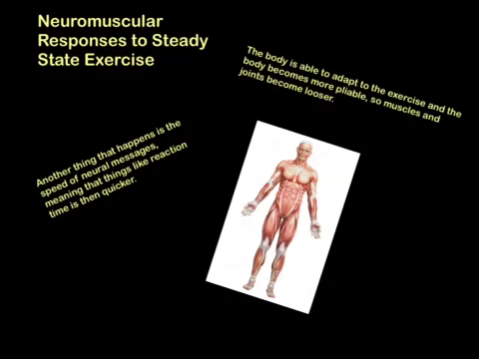These are the neuromuscular responses to steady state exercise. Our body is able to adapt to the exercise, and then the body becomes more pliable, so muscles and joints become looser and more able to move. Another thing that happens is the speed of neural messages increases, meaning that things like reaction time are then quicker.